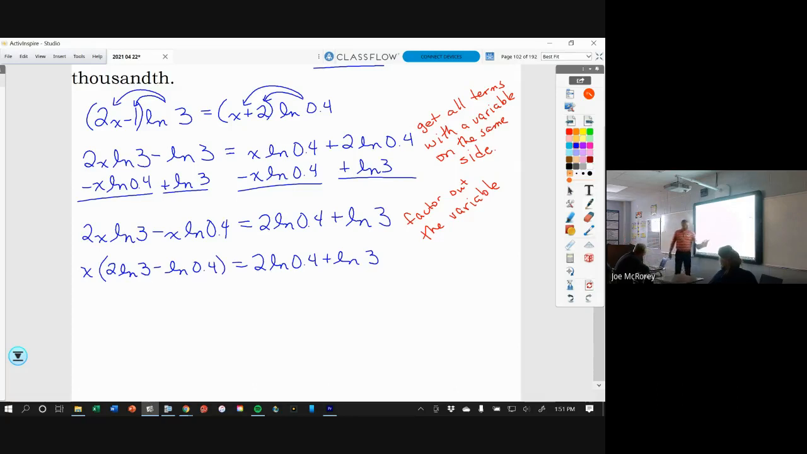What is 2 natural log of 3 minus natural log of 0.4? Do you want to see the number? One. Don't give me an answer. It's a number, right? I want to leave it this way. I don't want to know the value of it yet because you would be rounding right now, and I don't want you to round right now. This is a number. This is a number times x. How do I get rid of this number? Divide both sides by this number. Does x equal?